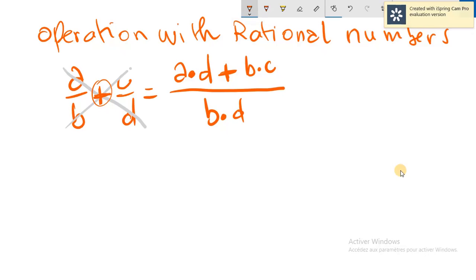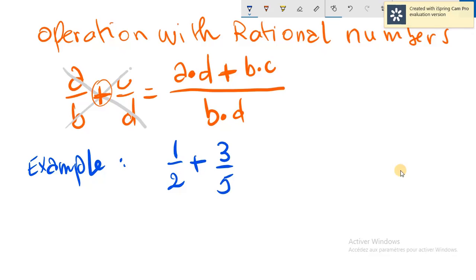Now, what does it really mean? Let's take an example. Imagine that you have a rational number 1 over 2 and you need to add it to another rational number, which is 3 over 5. So the answer would be, according to our rule, addition. Alright, this is the addition, the first operation rule.